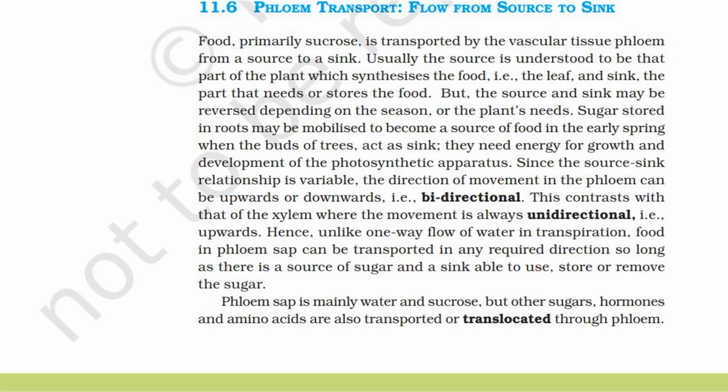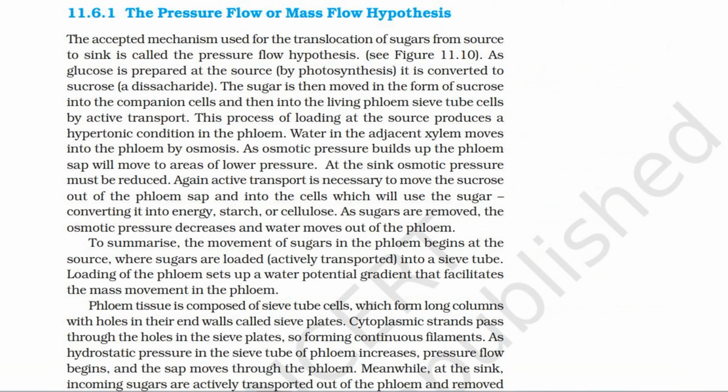Since the source-sink relationship is variable, the direction of movement in the phloem can be upwards or downwards, that is, bidirectional. This contrasts with that of the xylem where the movement is always unidirectional, that is, upwards. Hence, unlike one-way flow of water in transpiration, food and phloem sap can be transported in any required direction so long as there is a source of sugar and a sink able to use, store or remove the sugar. Phloem sap is mainly water and sucrose, but other sugars, hormones and amino acids are also transported or translocated through phloem. The pressure flow or mass flow hypothesis.